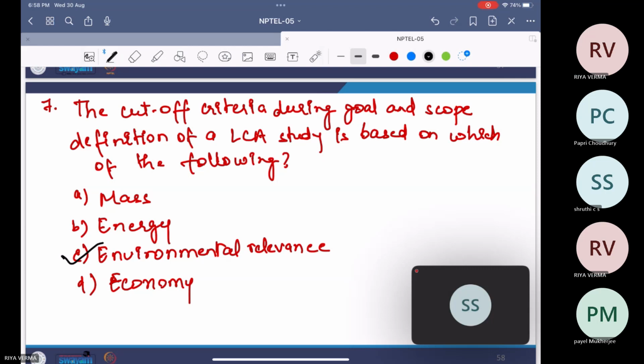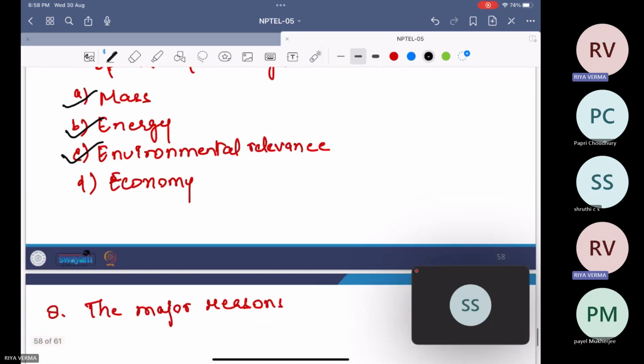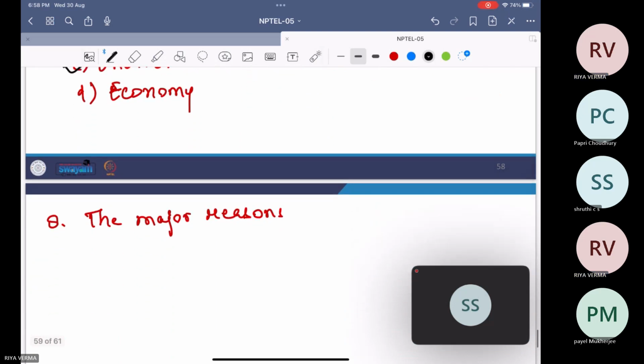See, for the goal and scope definition part, the cutoff criteria is based on the mass that is required, the energy, the input and the output flows that are involved in the process, and the environmental relevance. So the cutoff criteria is based on mass, energy, and environmental relevance, and it is not based on economy. So apart from economy, all three must be included in the cutoff criteria, right?